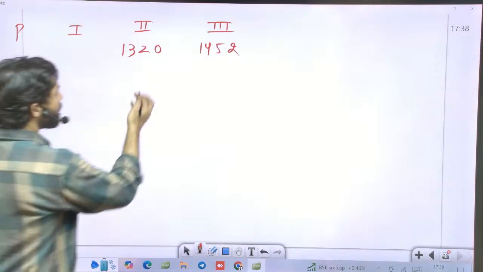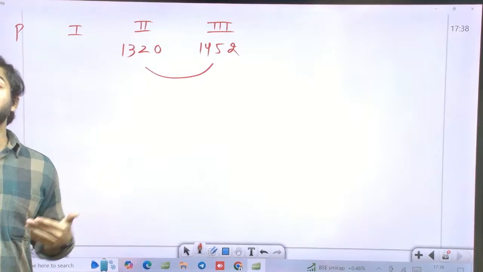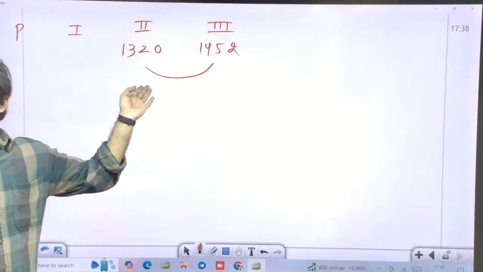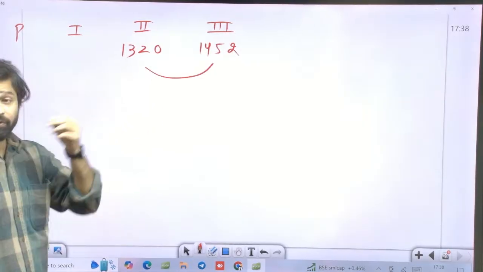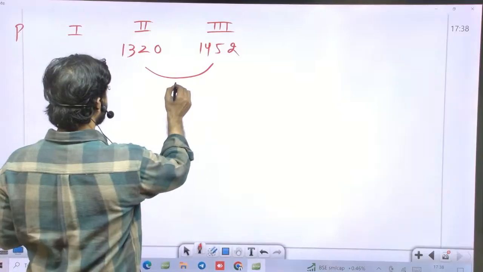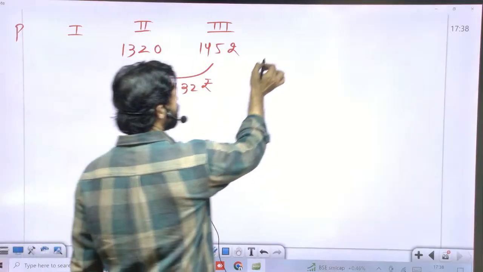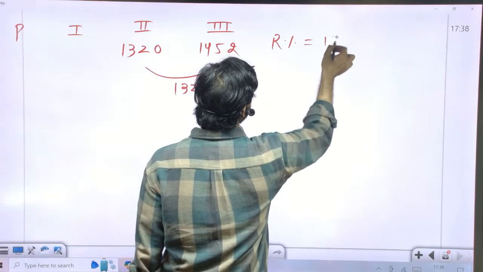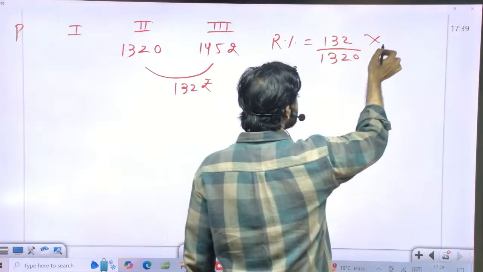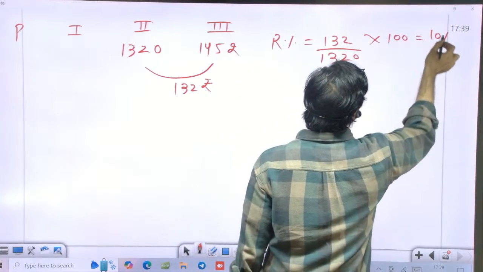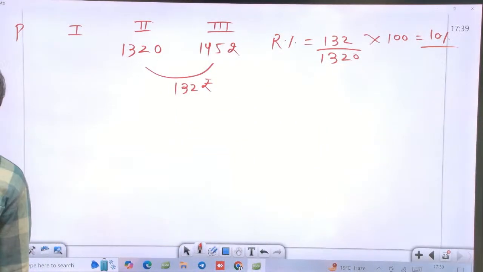First of all, take the difference between these two, because I told you that if you want to find the rate of interest, just take it in number format. Initial number is 1320, final number is 1452. Obviously there is an increment, which is the difference between these two, and the difference is 132 rupees. So the percentage increase, or the rate of interest, is 132 on 1320 multiplied by 100. So the rate of interest is 10%. Is this understood?